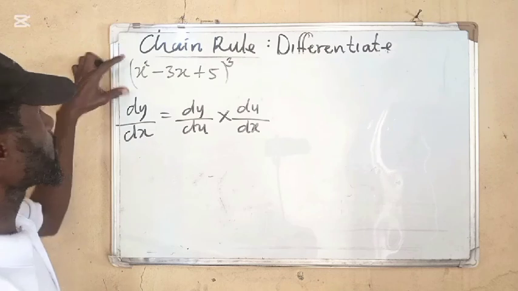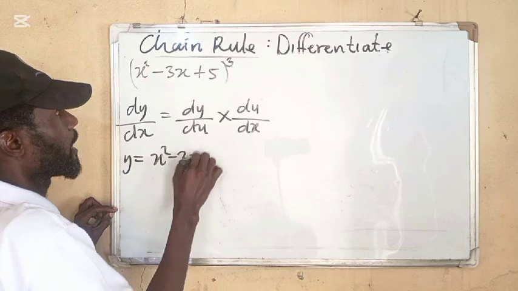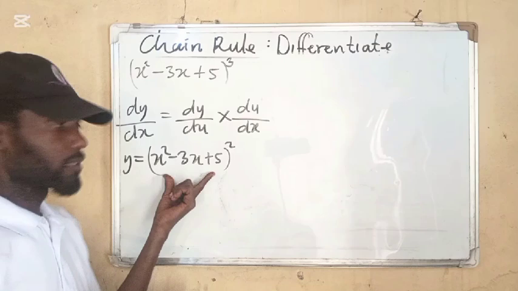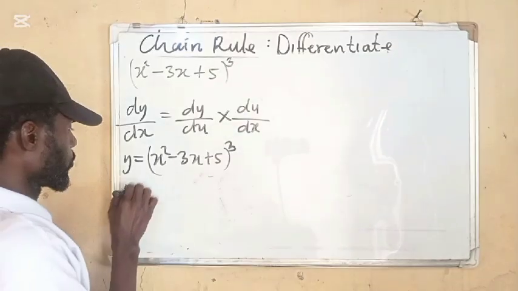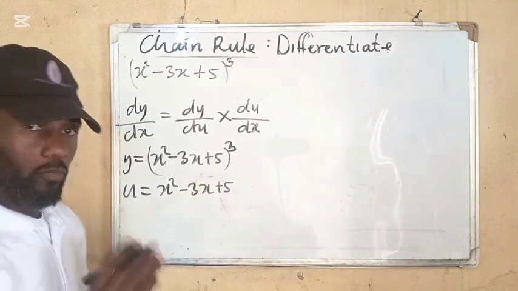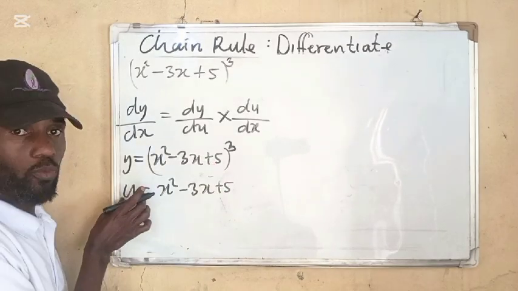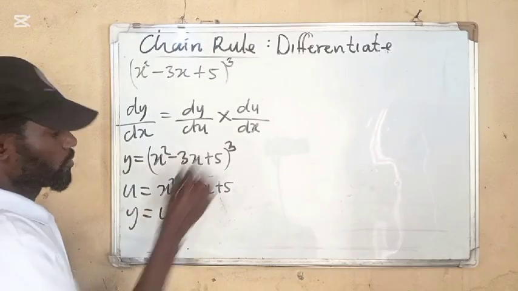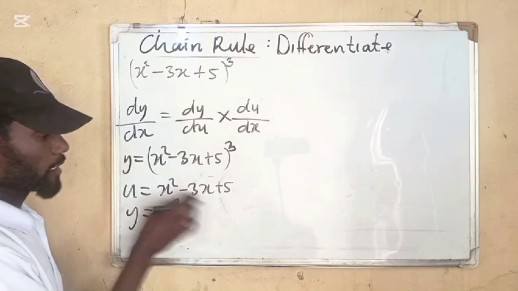That is it. Since this is the function we are differentiating, we can call it y equals (x squared minus 3x plus 5) cubed. The content of the bracket we can call u. So u equals x squared minus 3x plus 5. Now we can remove the content of the bracket and substitute it with u in this equation. So y will be equal to u to the power of 3, meaning we've substituted the content of the bracket with our u.